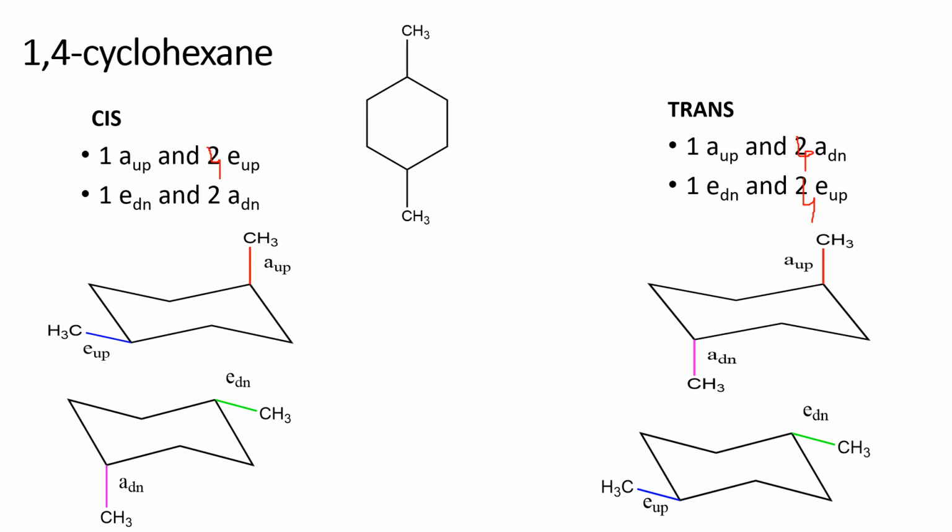Suppose it has 3 functional groups. That is, 1,2,4-trimethyl cyclohexane.